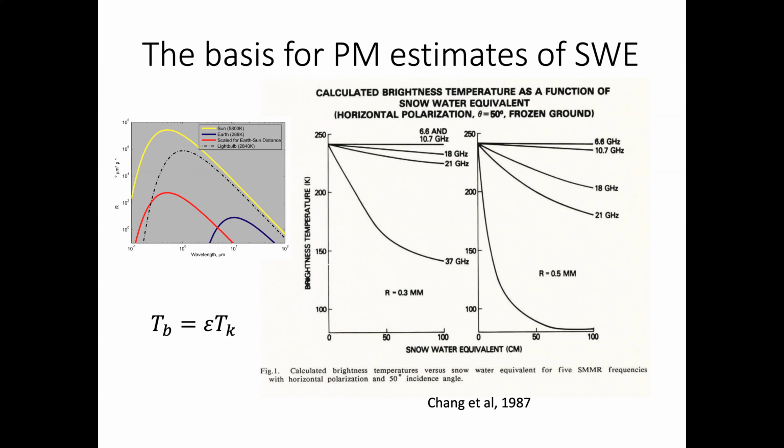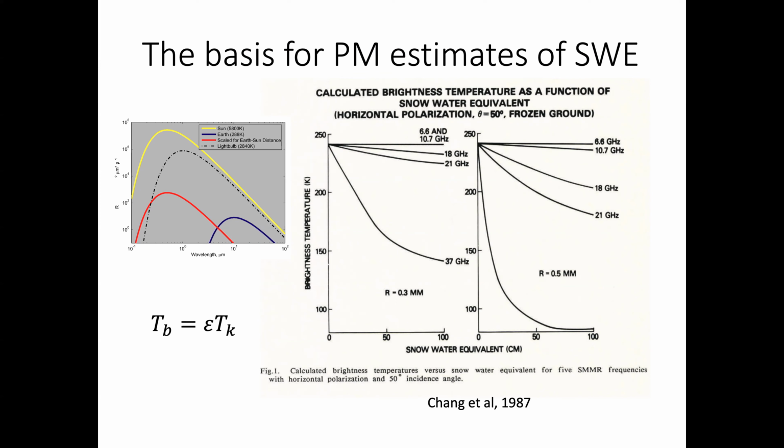So if we look at the graph on the right, we see the brightness temperature on the y-axis and snow water equivalent on the x-axis. There are two graphs here, one for a grain radius of 0.3 millimeters and the other for 0.5 millimeters. These algorithms assume that the grain size is the same throughout the snowpack, which might not be the case.